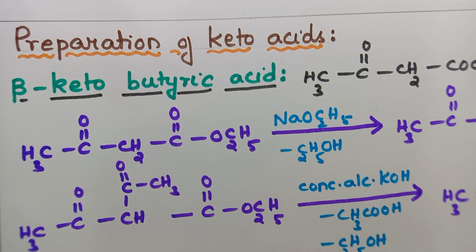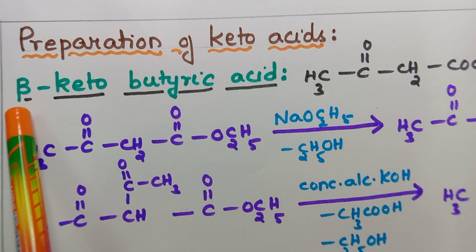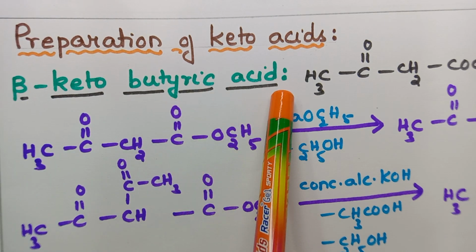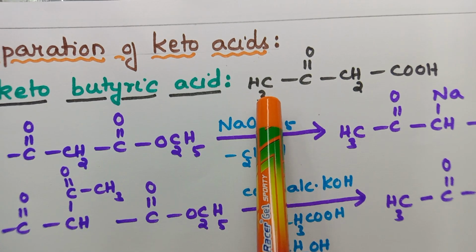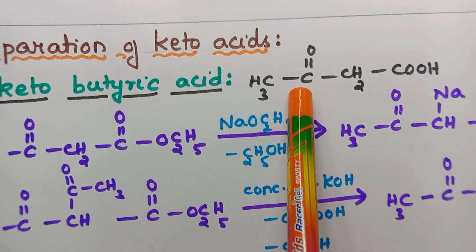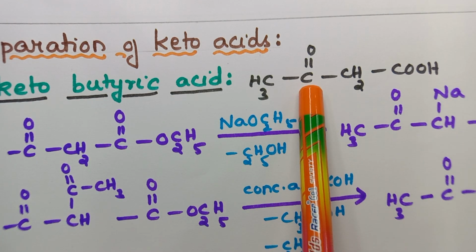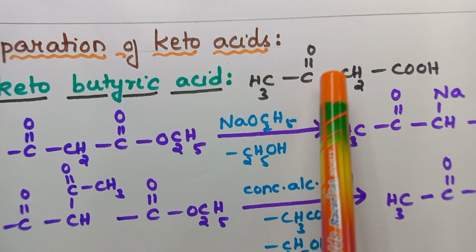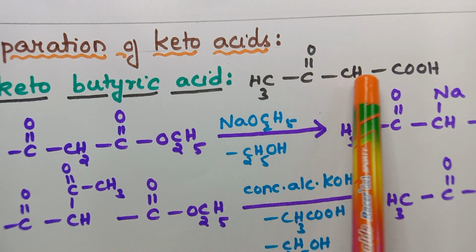So we have 2 more in the syllabus, students. We completed dicarboxylic acids. Next we have preparation of ketoacids. Okay. Under this, the example is beta-keto-butyric acid. So what is this beta-keto-butyric acid? CH3, C double bond O, CH2, COOH. Beta-keto, this is the beta carbon. So beta-keto butyric acid. 4 carbons are there in total. 1, 2, 3, 4. Fine.